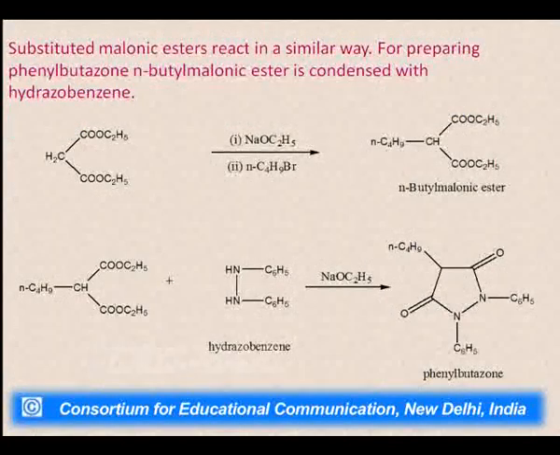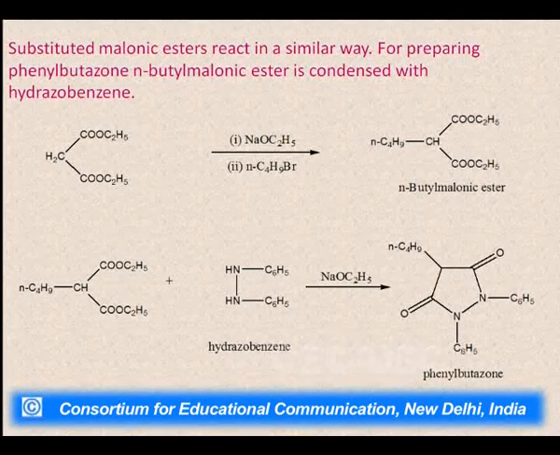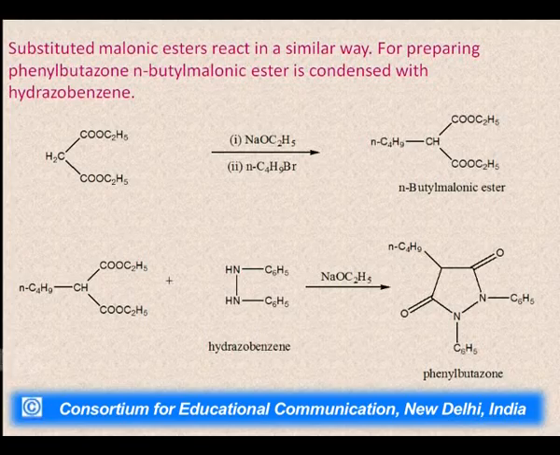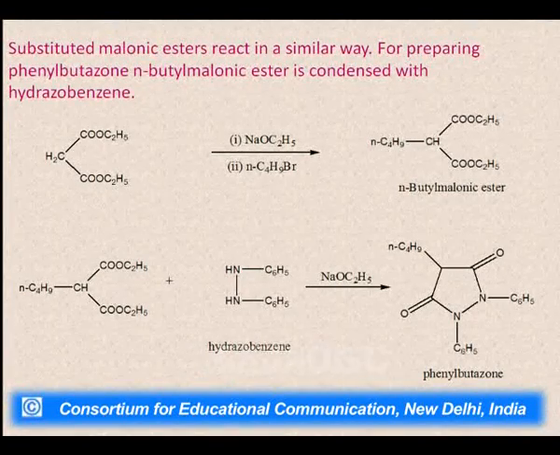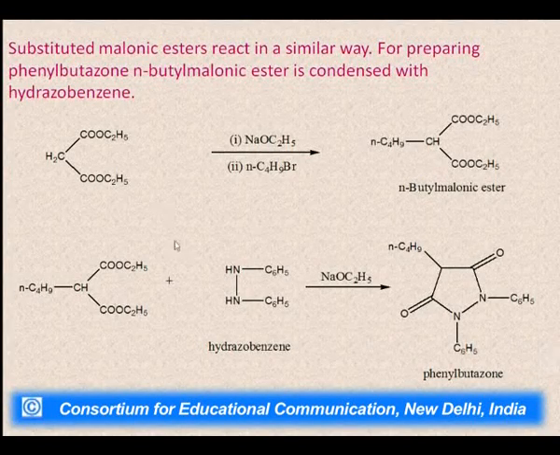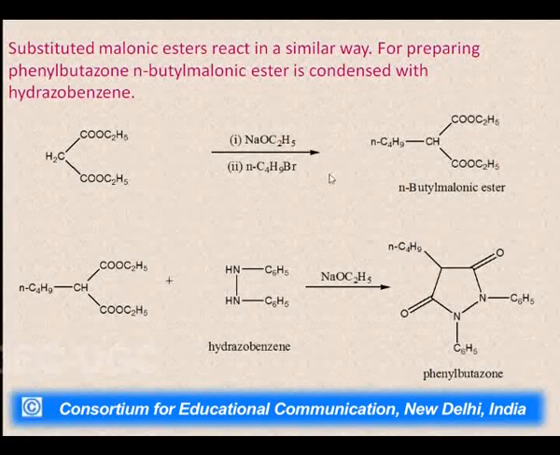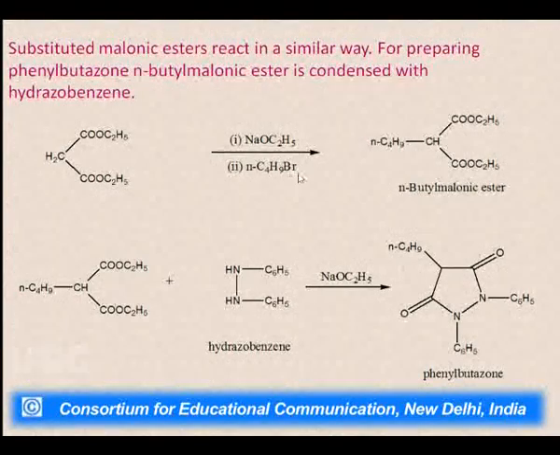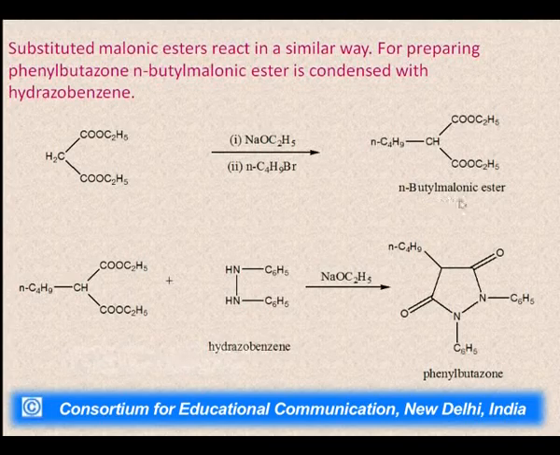Now, when substituted malonic esters are taken in place of ethyl malonate, they react in a similar way, and for preparing phenylbutazone, we have taken here the N-butyl malonic ester. This is the N-butyl malonic ester, which we have already prepared from the ethyl malonate. When ethyl malonate is reacted with sodium ethoxide and N-butyl bromide, it first forms the N-butyl malonic ester.